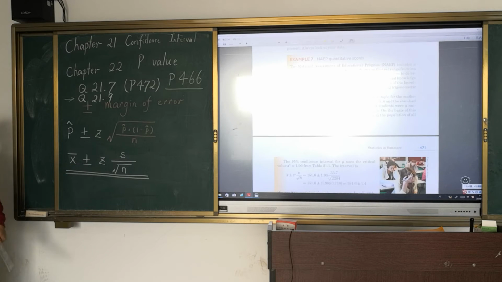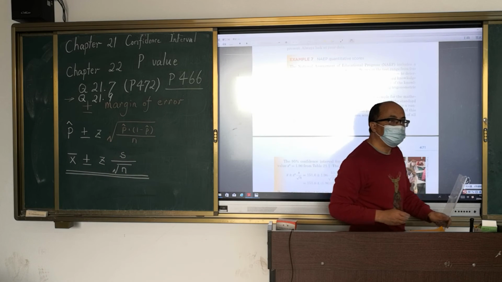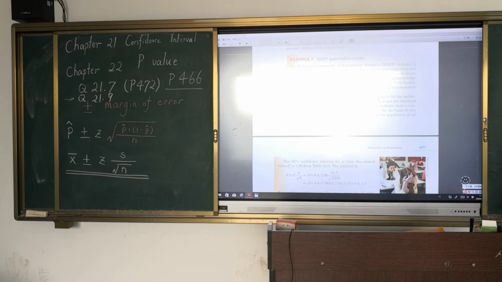The S is the standard deviation of the sample. S is the standard deviation associated with the sample. If it is the whole population, then it's sigma. Sigma is the standard deviation for the whole population.